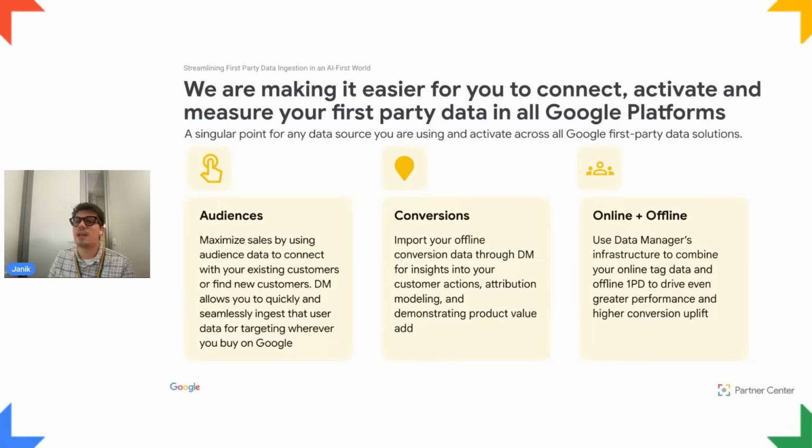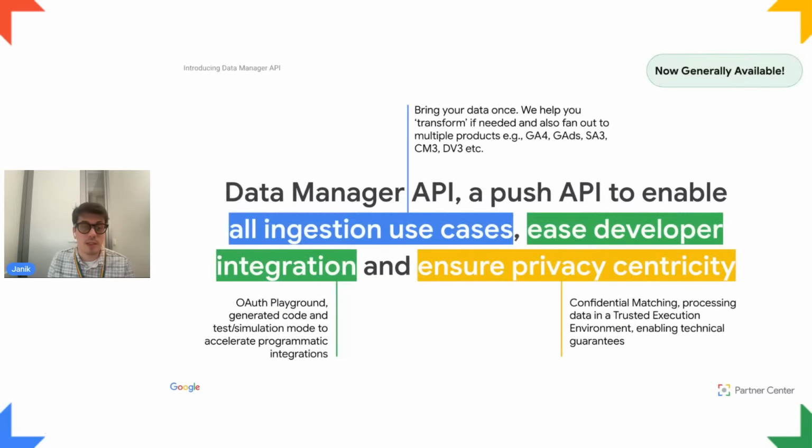And then the third use case is kind of expanding on that. It's also a way to send additional data for users that converted online, but might be missing some information. So you already have a tag firing on the website, but you want to enrich it with additional details for an even higher conversion uplift. So all of these 3 use cases are supported by the Data Manager, but also by the new Data Manager API, which is now generally available.